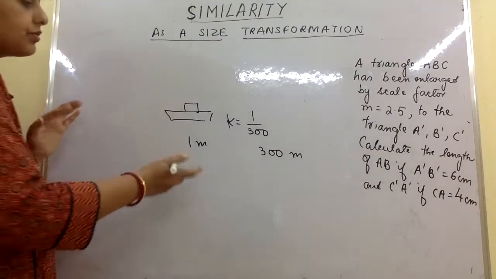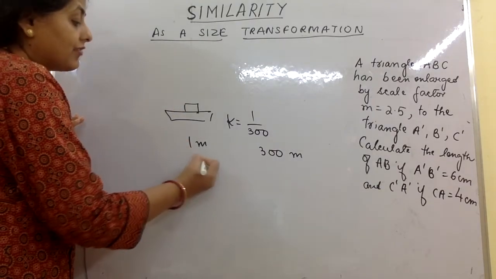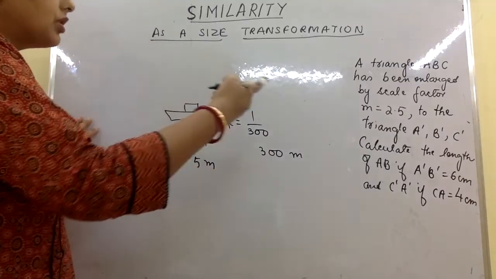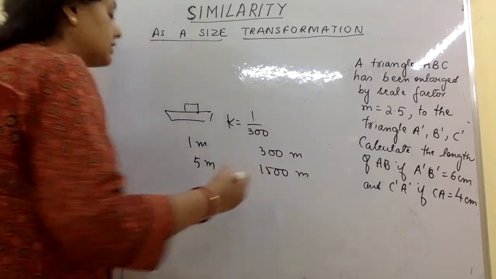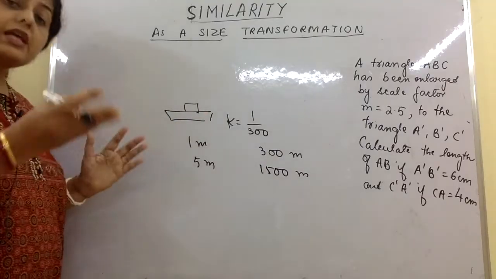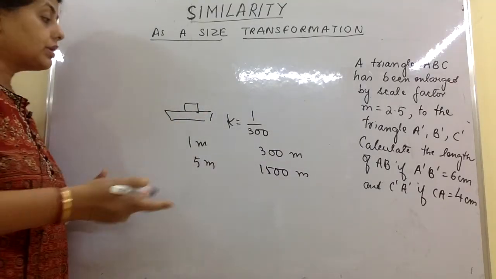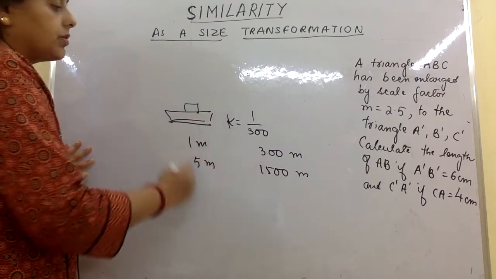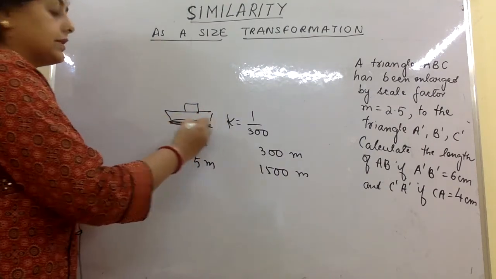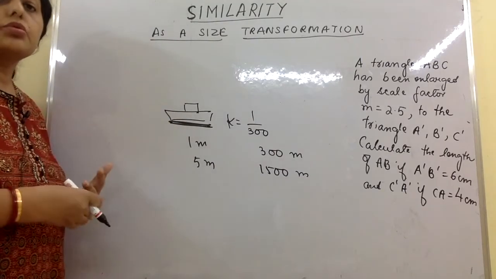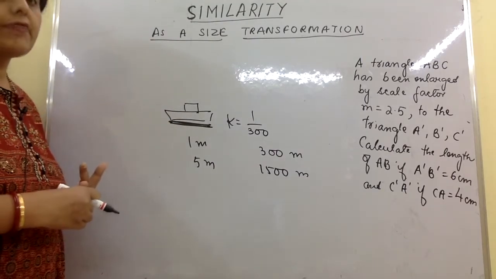If the model has a length of 5 meters, then the actual ship will have 1500 meters as the length of that particular part of the ship. Maybe just this length they are talking about, then in the actual ship also you have to take this length of the actual ship. So that is the meaning of scale factor.